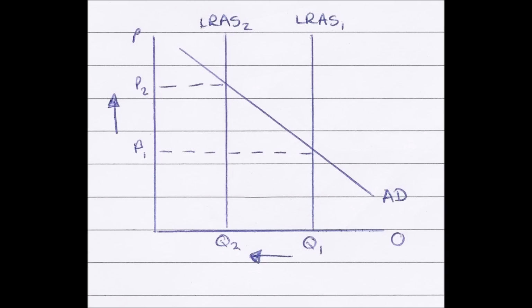However, if our long-run aggregate supply classic falls, then we get a shift of our long-run aggregate supply curve from LRAS1 to LRAS2, so a leftward shift. And due to this, our equilibrium price level rises from P1 to P2, and our equilibrium output decreases from Q1 to Q2 because there has been a fall in the maximum output of the economy. And this is equivalent to a contraction inwards of the PPF curve.